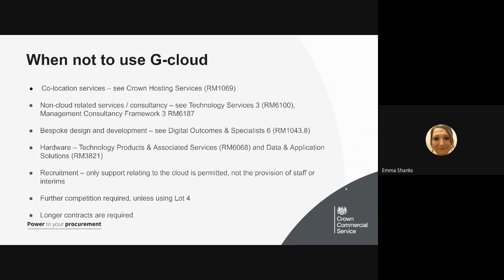So when not to use G-Cloud: any of these services, so co-location services, for instance, are out of scope for G-Cloud. See the appropriate agreement, which is Crown Hosting. Also, non-cloud related services, i.e. consultancy, don't use it just for that. If you've got a consultant, it's got to be for a specific piece of work, like helping you migrate or transition to the cloud, helping you with configuration work or something. It cannot just be consultancy or indeed interim labour.